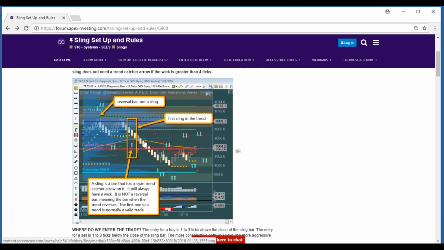Boom. Now, in general though, and you'll learn a little more about this tomorrow, do you have to use these cyan arrows to do slings? You necessarily don't have to, but you want that wick to be, like, a 1 or 2 tick wick is not enough. You want it to be like 3 or 4 ticks of a wick. You want it to be like 30% of the bar, say. Does that make sense? Not just a little bump up. You want it to be a good size wick because you want there to be a good pullback there.